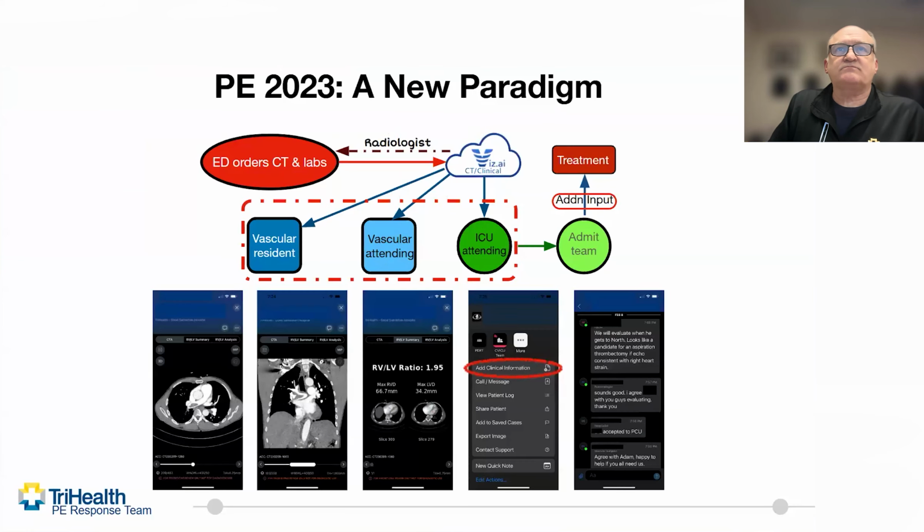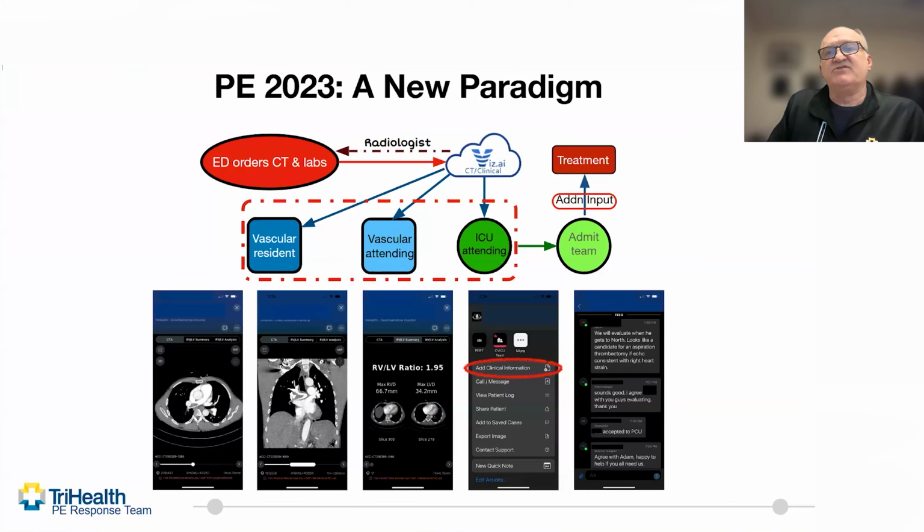Next slide. So now this is what we get. Immediate notification of a positive scan. And when I say immediate, I mean most often before the ordering physician even knows the results. We get high quality images that are viewable in different planes, a calculated RV-LV ratio, and a screen that auto imports important labs and allows us to escalate alarms, such as bringing in an ECMO team or a cardiac surgeon for input on patients who have high-risk features.